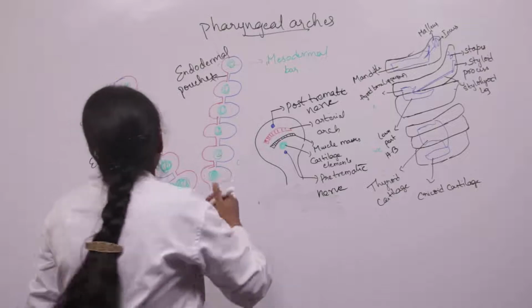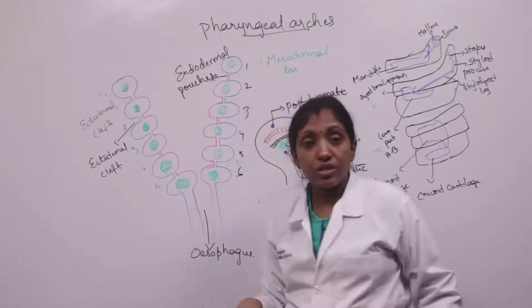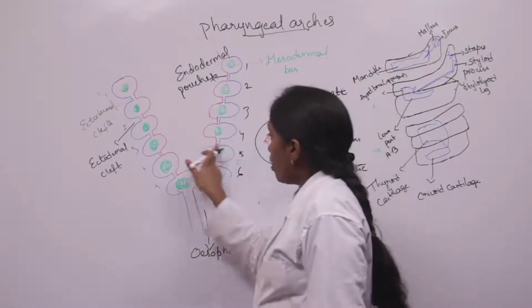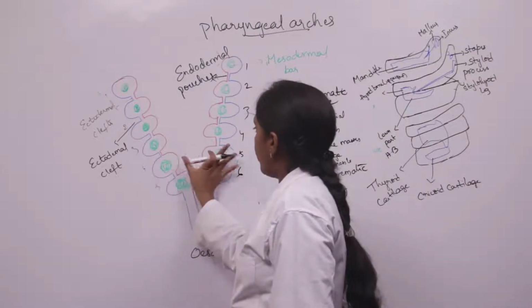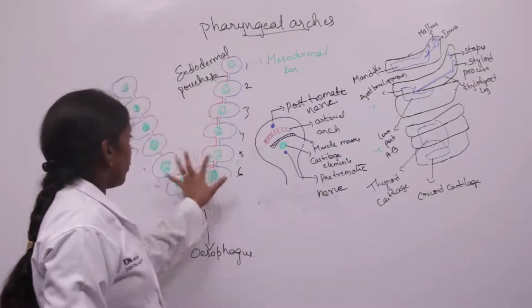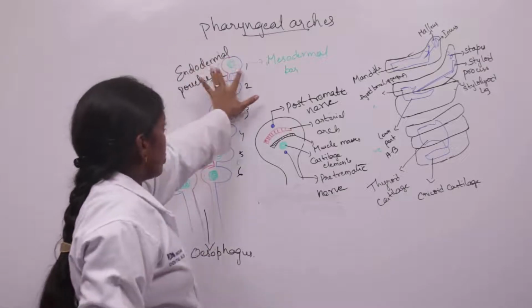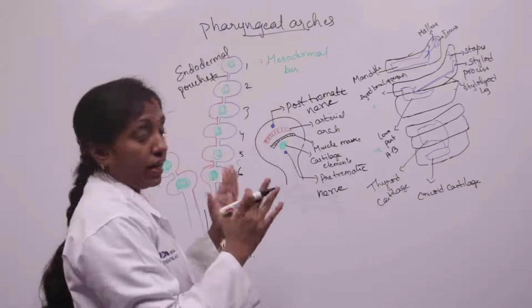Out of these 6 pharyngeal arches, 1, 2, 3, 4, 5, 6, the 5th pharyngeal arch disappears. It is transitory. Okay, then we have to discuss each one in detail.